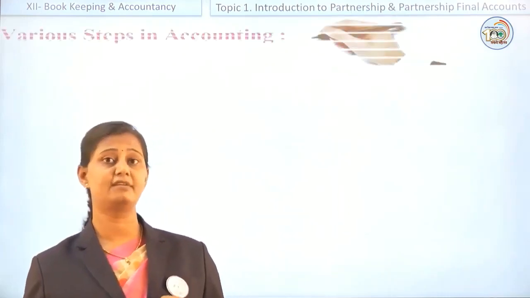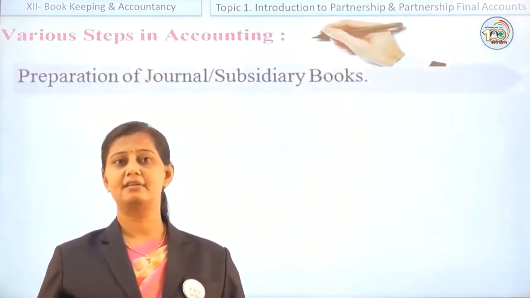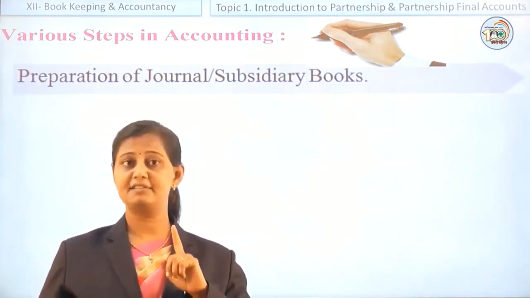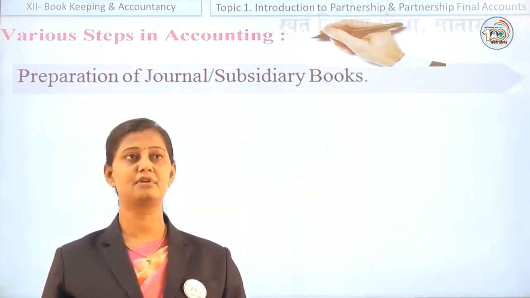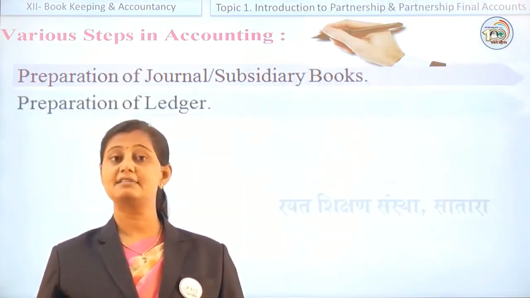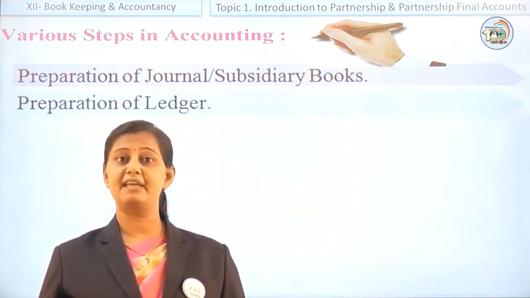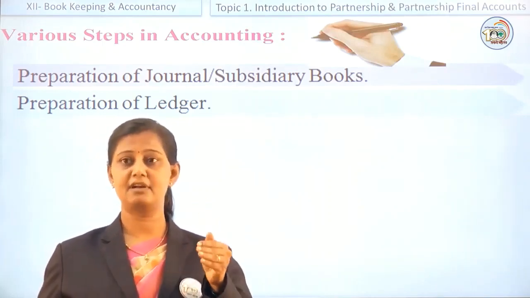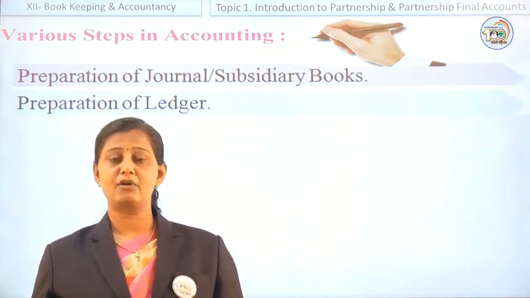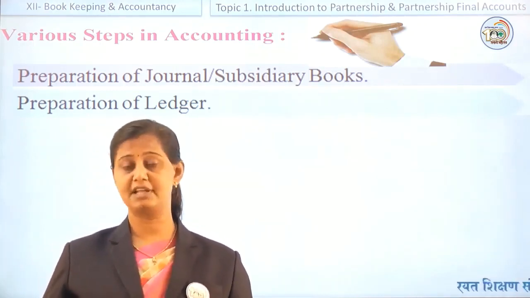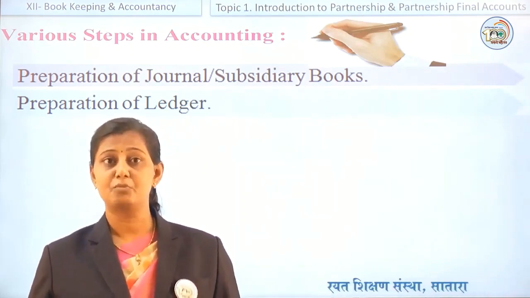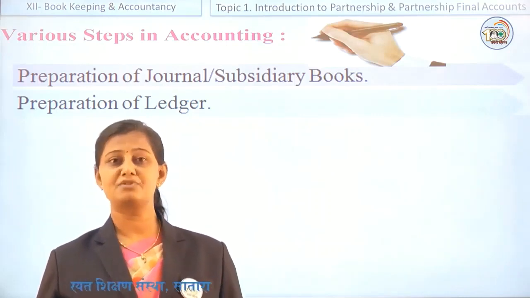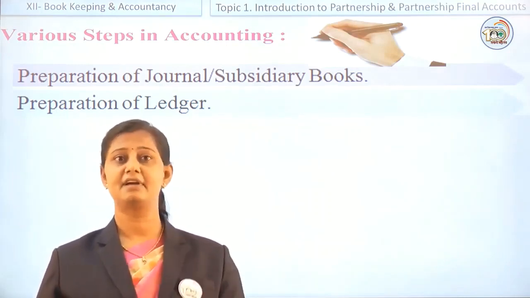So come to the next point, various steps in accounting. Which are the steps involved in accounts? The first step is preparation of journal or subsidiary books. As we know, accounting is a systematic and scientific process of maintaining records of business transactions. All the transactions are recorded in journal or subsidiary books. After recording business transactions in journal or subsidiary books, the journal entries are posted into ledger accounts. At the end of the financial year, all ledger accounts are to be balanced. This is the second step in accounting.